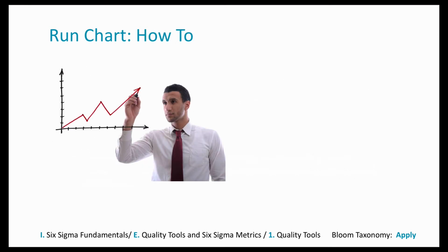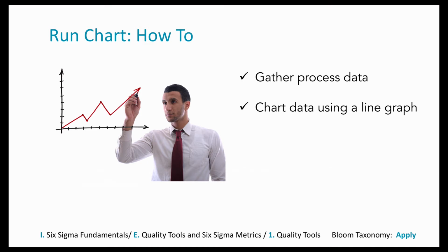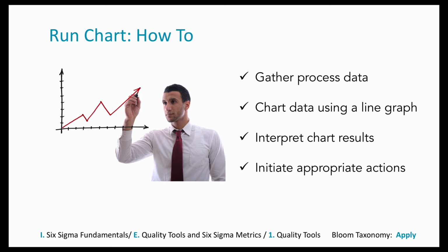To complete a run chart, you gather the process data. For example, if you want to understand how long it takes to respond to an inquiry from a customer, you would gather the response times at specific time periods, let's say for the last 10 weeks. Then you will chart the data using a line graph. You'll then interpret the results looking for shifts and/or trends. You will then take the appropriate action.